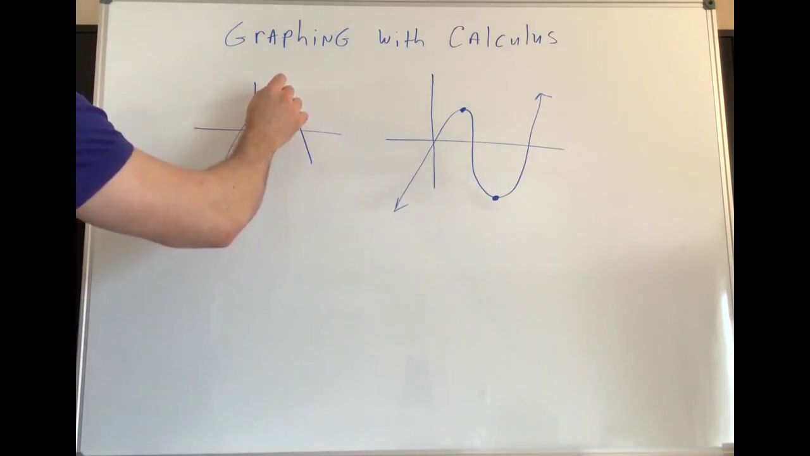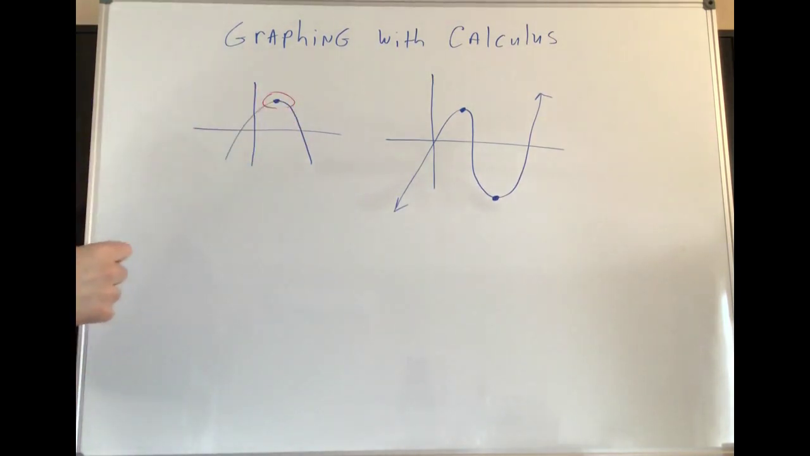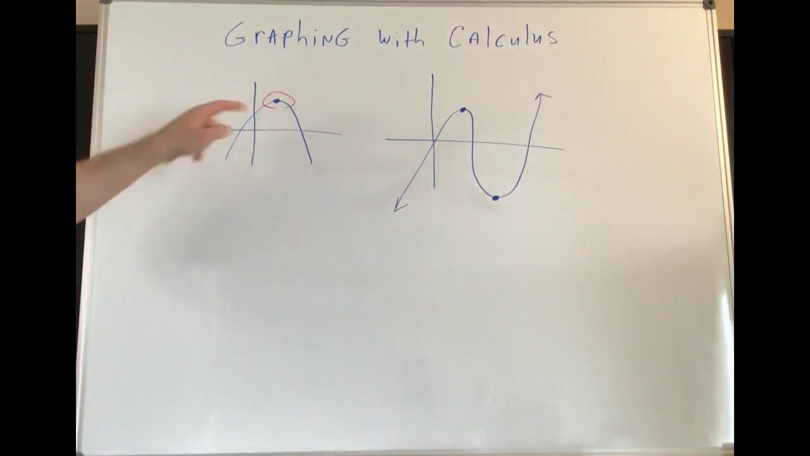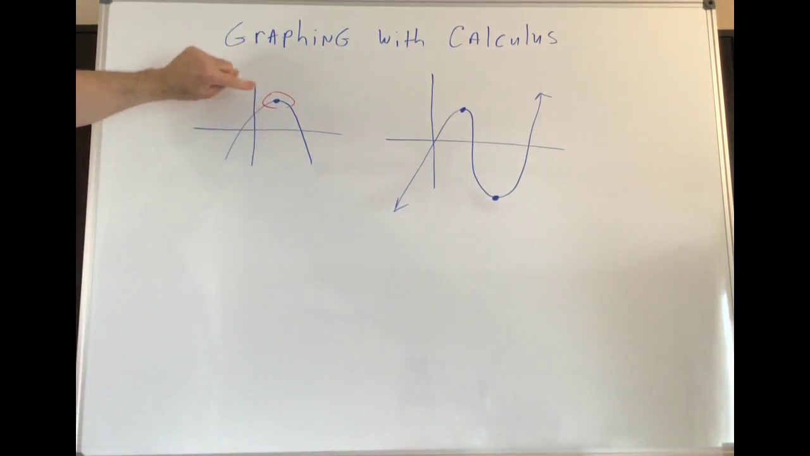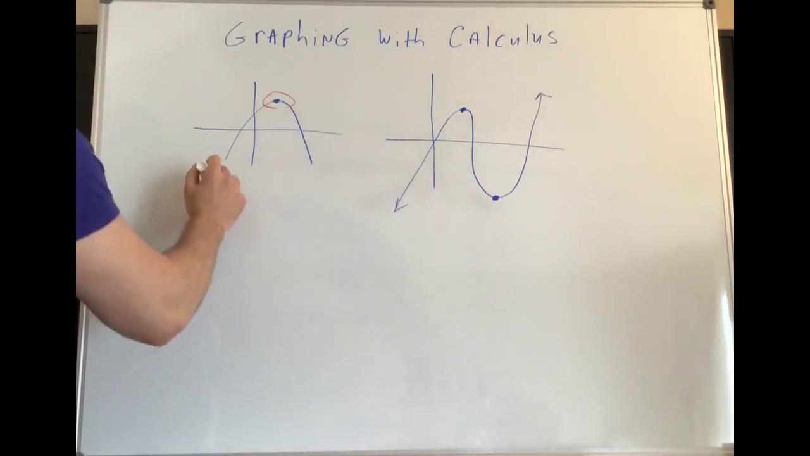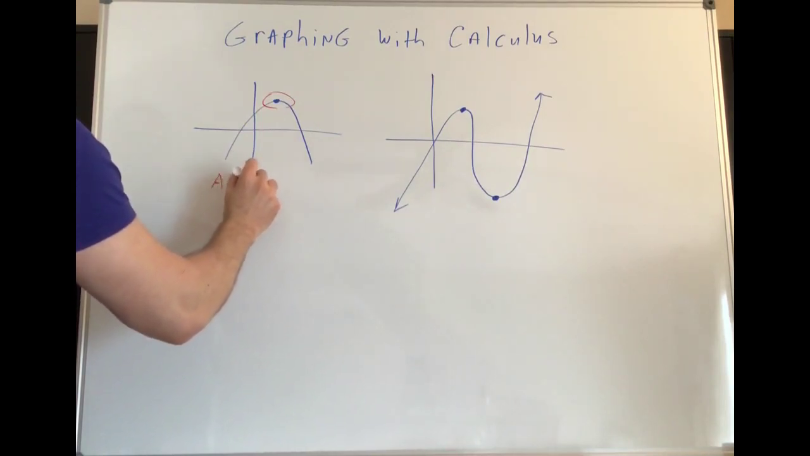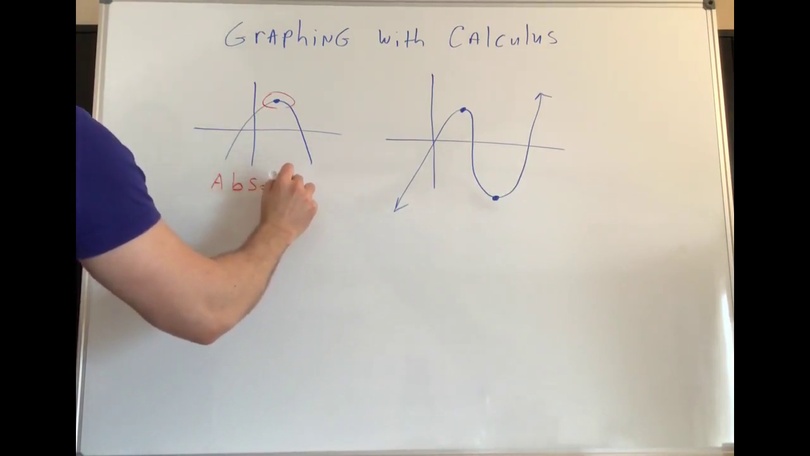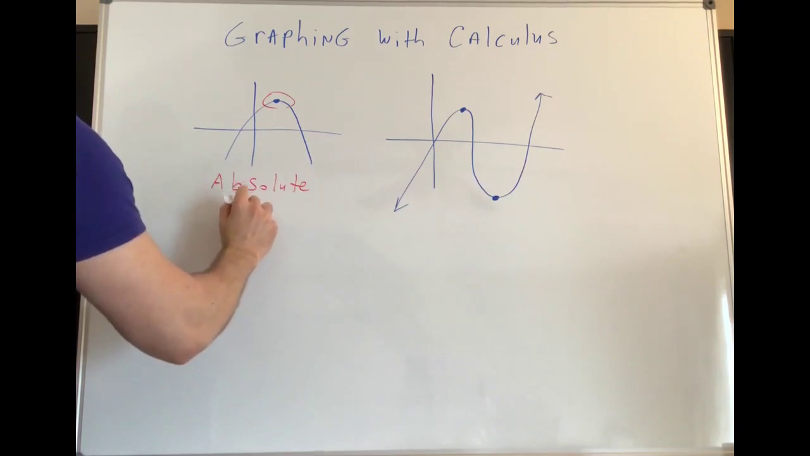For example, if you look at this first one, this is a parabola. You go up, you come down, you hit your high point. Now, this high point is the high point. The graph does not exceed that. So this thing would be called an absolute maximum.